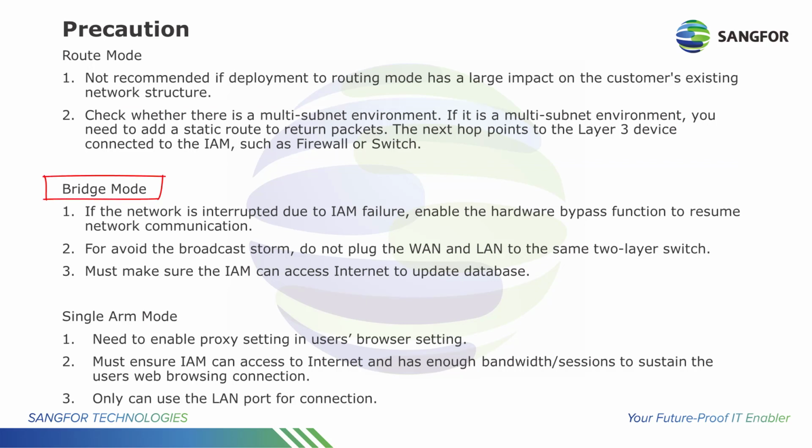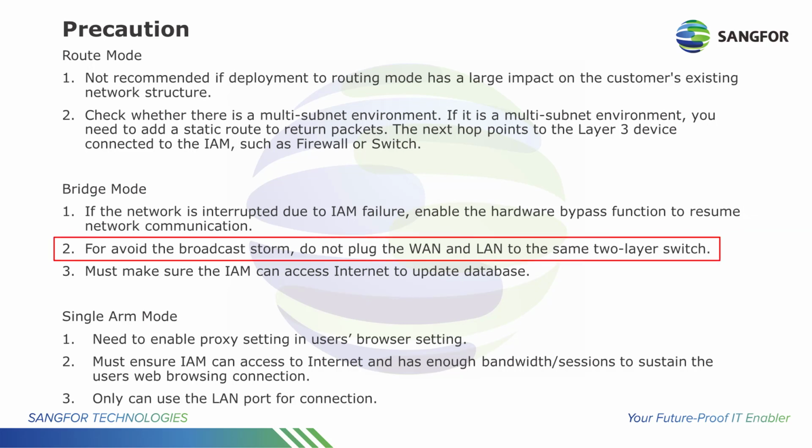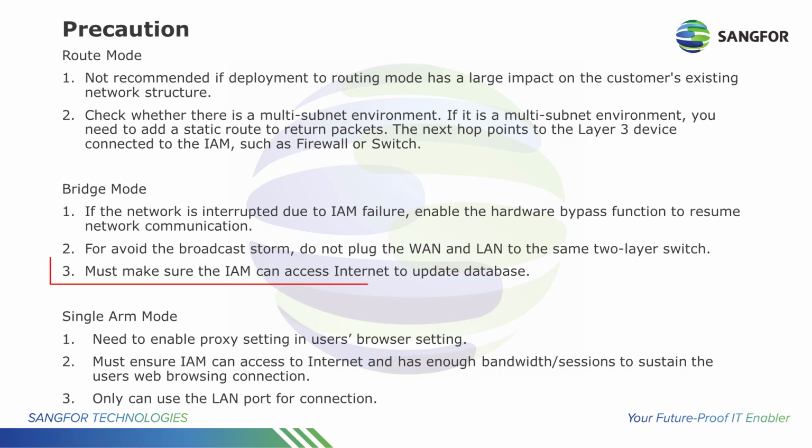Bridge mode. If the network is interrupted due to IAM failure, enable the hardware bypass function to resume network communication. To avoid the broadcast storm, do not plug the WAN and LAN to the same two-layer switch. Must make sure the IAM can access internet to update database.